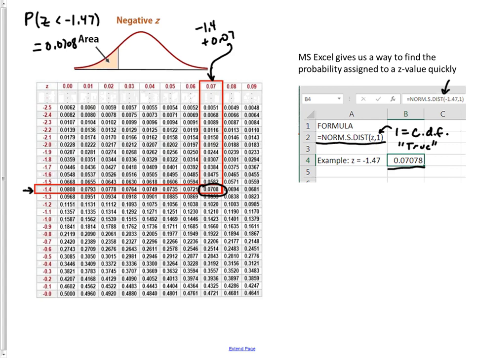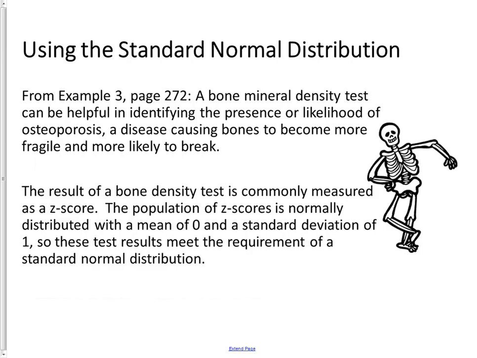All right, well, let's try it out. Let's use the standard normal distribution, and this is an example. It says a bone mineral density test can be helpful in identifying the presence or likelihood of osteoporosis. That's a disease that causes bones to become more brittle and fragile and likely to break. It typically happens over old age. The result of the bone density test is commonly measured as a z-score. So a population of z-scores is normally distributed with a mean of 0 and a standard deviation of 1, so that these tests meet the requirement of the standard normal distribution.